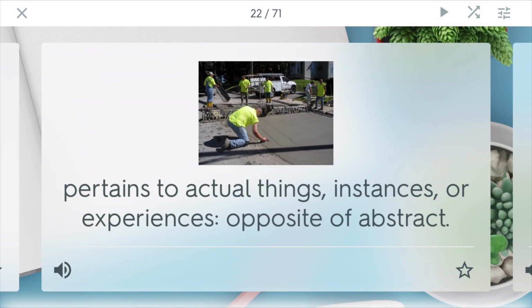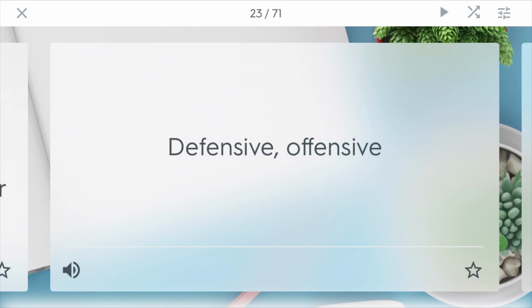Concrete pertains to actual things, instances, or experiences. It is the opposite of abstract. Remember, real concrete is solid and tangible, and so are concrete examples.